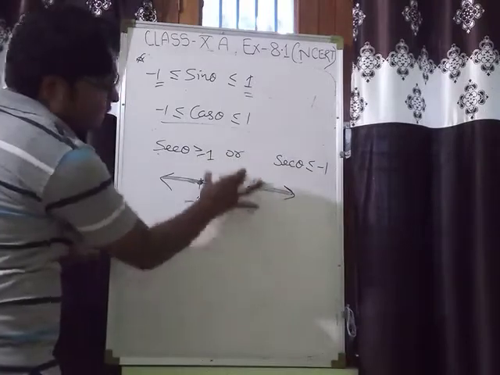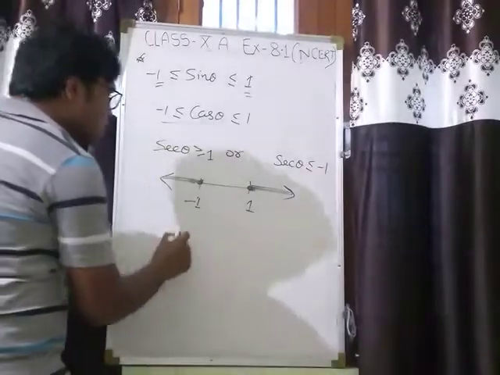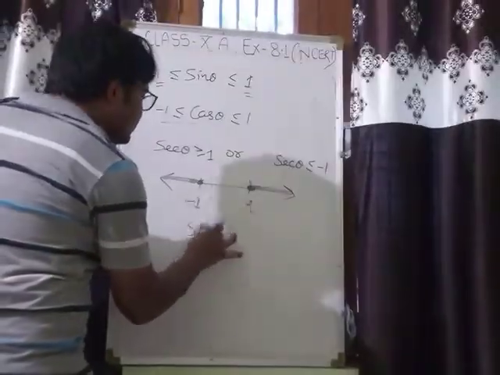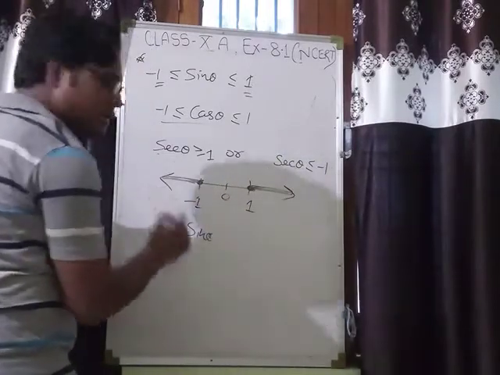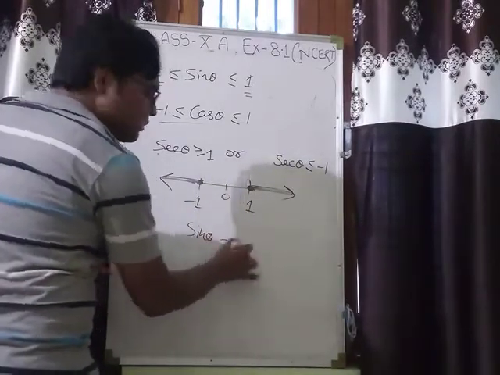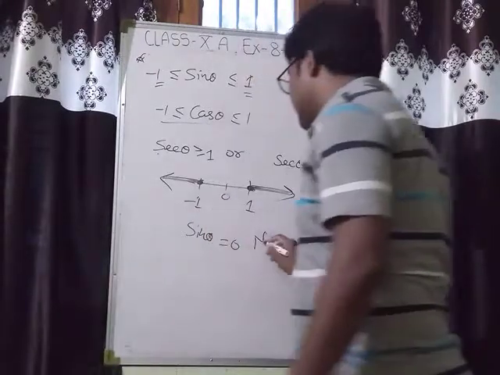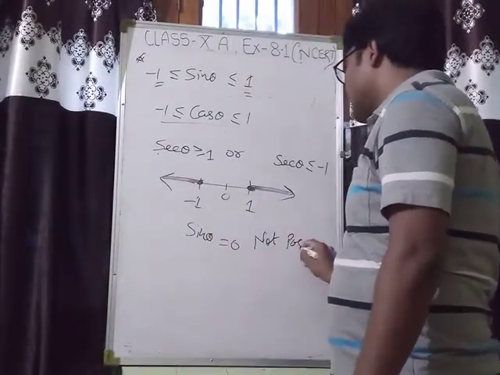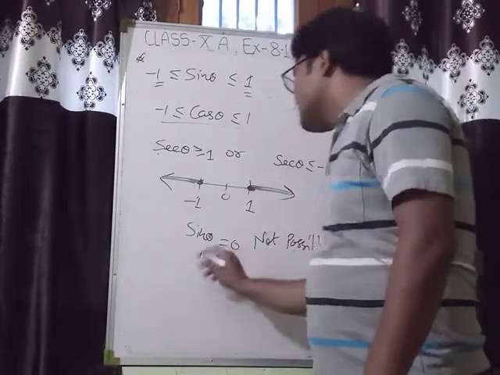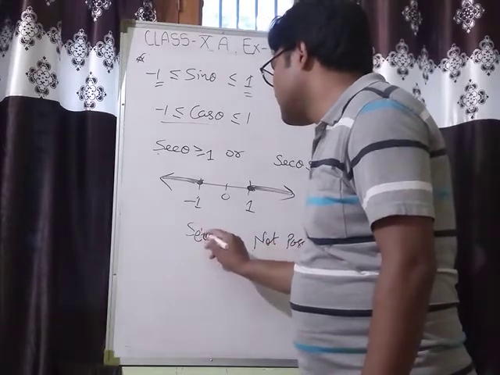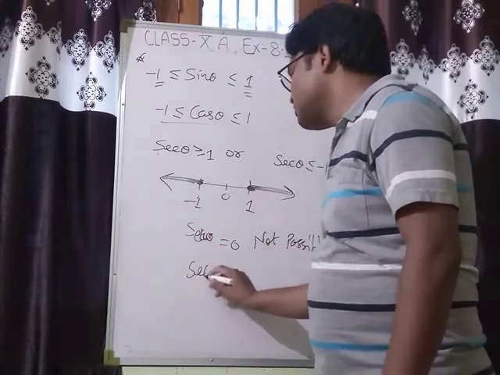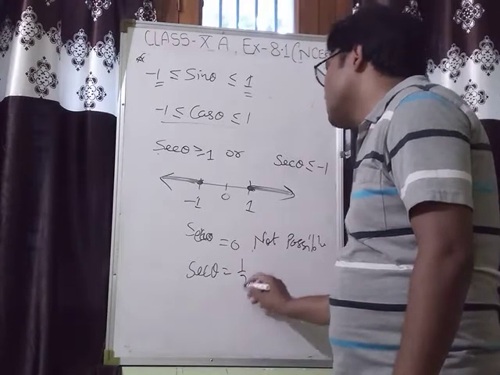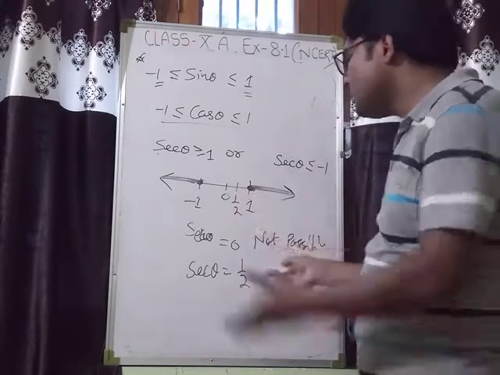Sec cannot give this value. Means if someone asks you that sec theta, give a value in between, is it 0 or not? Is sec theta equal to 0 possible? No, not possible. Okay, sorry, it is sec theta. If someone asks you that sec theta is equal to 1/2, will 1/2 be somewhere here? It will not be found, not possible.